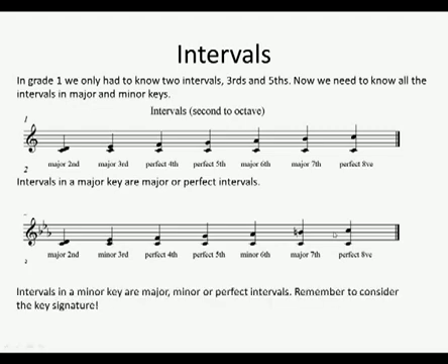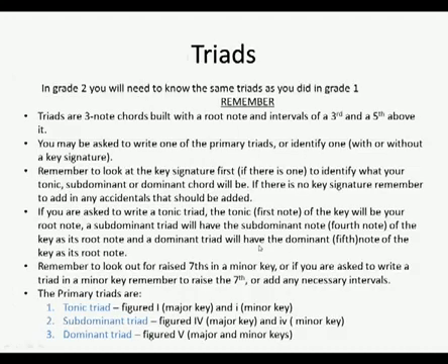Okay, so in a minor key, we have major, minor, and perfect intervals, whereas in the major key, we only have major and perfect intervals. But really, guys, you need to remember to consider the key signature, because if you weren't looking at this key signature here, it would look just like the C major scale. But because of this key signature, we have things like the minor third and the minor sixth. Okay, so that's really important to remember to look at the key signature.